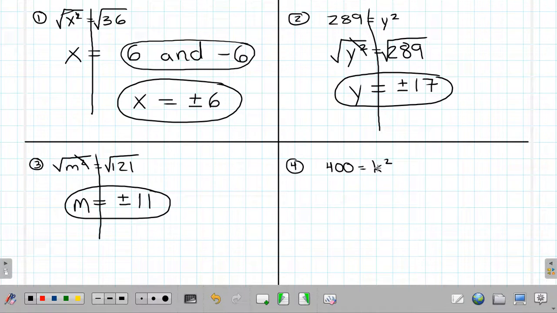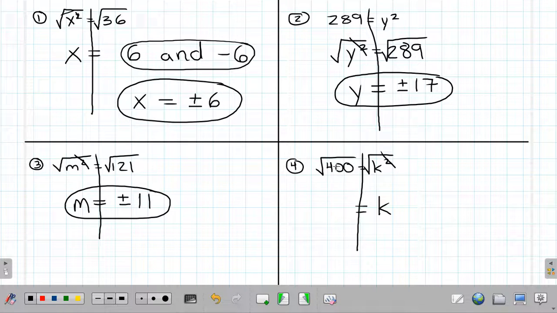But all you got to recognize here is we got the variable squared. So we need to square root. So what's going to happen here? We get k squared square rooted. So that just gives us k.